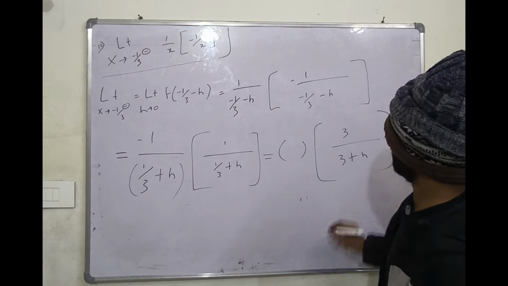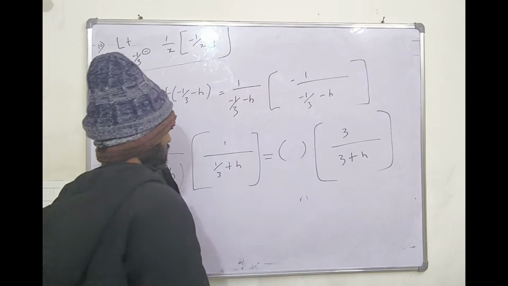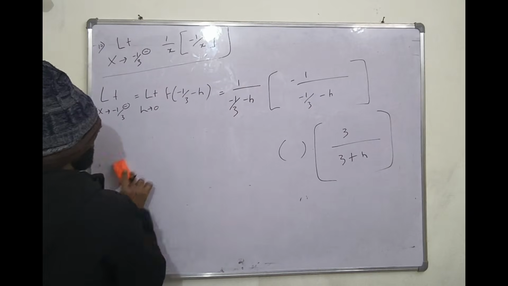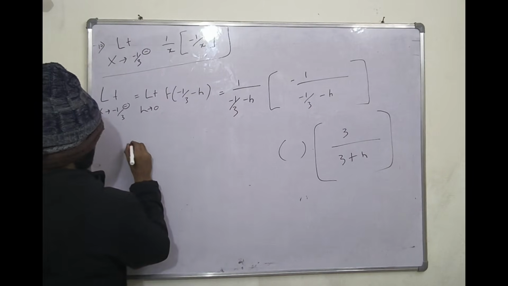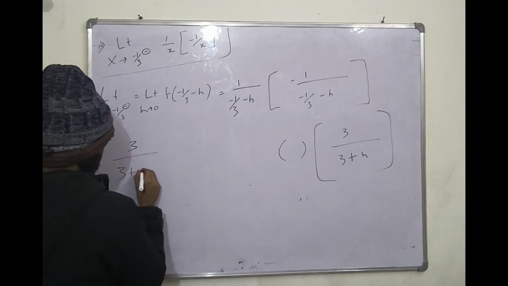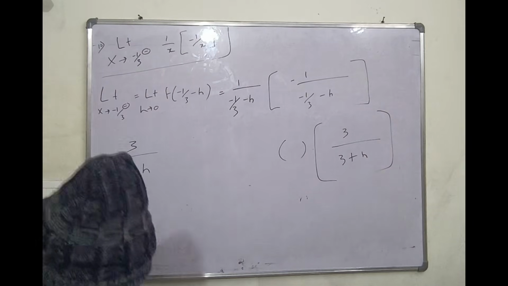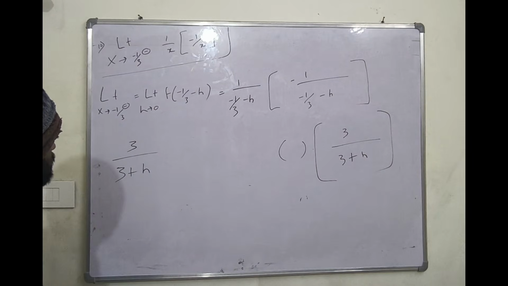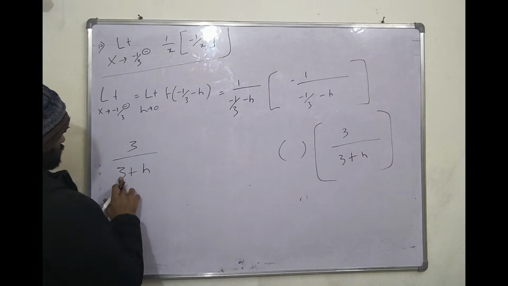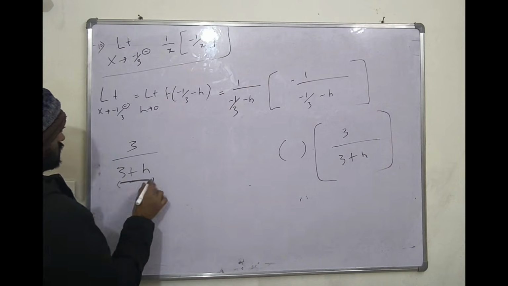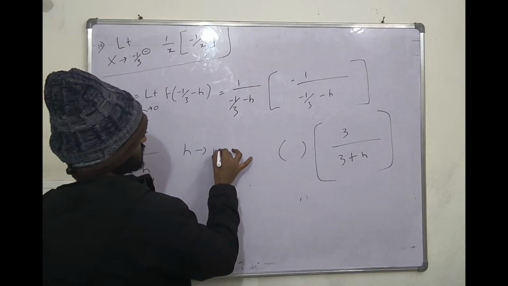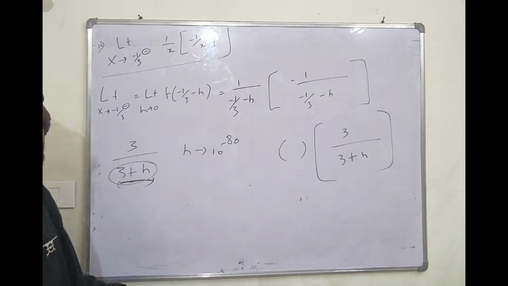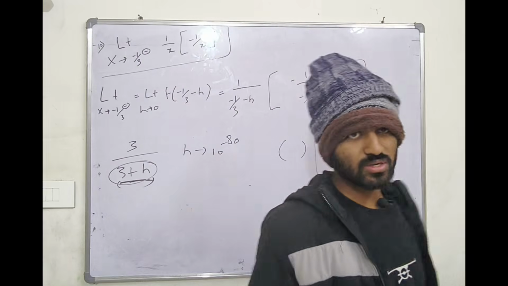Okay, 3 by 3 plus h. Let's talk about this. 3 by 3 plus h. Okay, so since h tends to 0, 3 plus h is 3 plus 0, slightly more than 3.